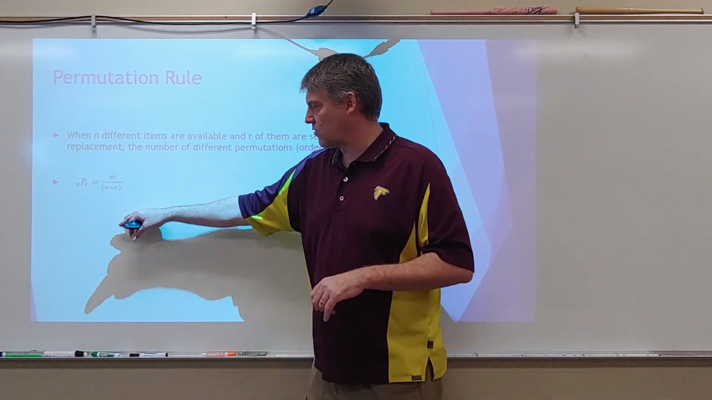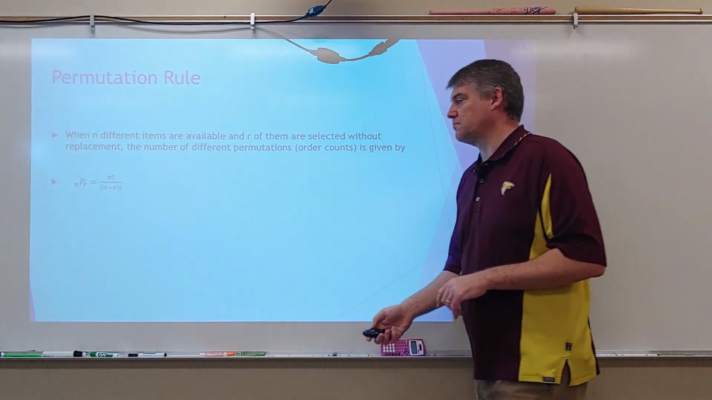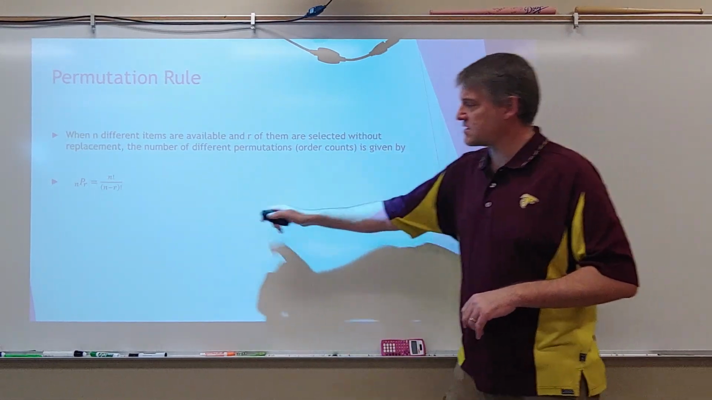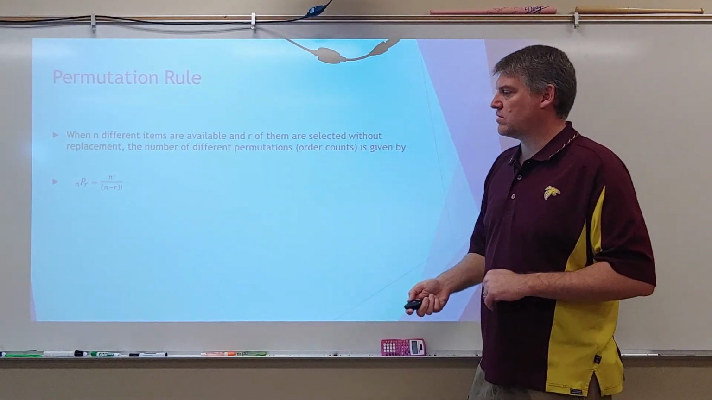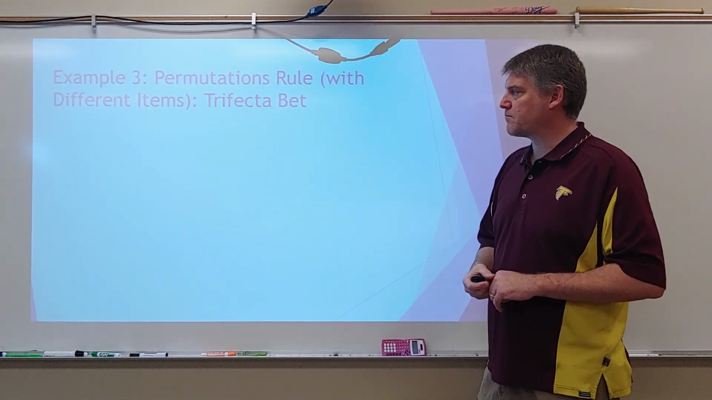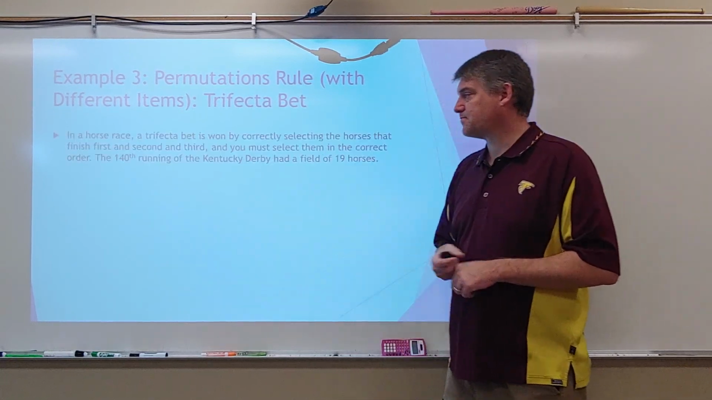nPr equals n factorial over n minus r quantity factorial. Okay. The nice thing is this is built into your scientific calculators, so it should be pretty quick. Permutation rule with different items, the trifecta bet.